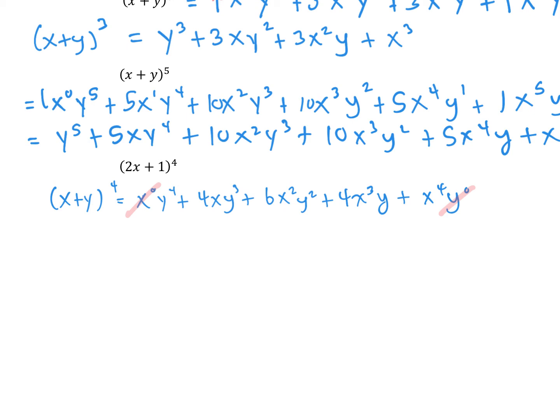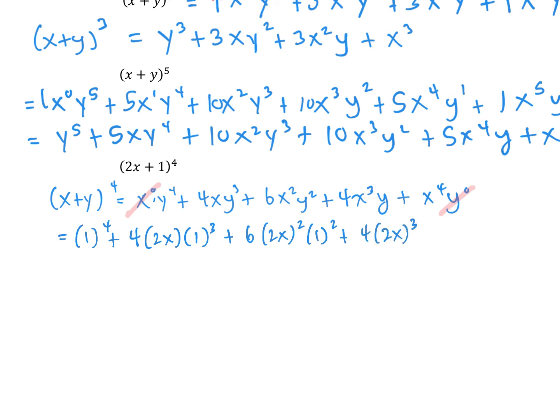So I want 2x plus 1 to the power 4. So x is going to be replaced by 2x. Well, in the first term there is no x. So y is going to be replaced by 1. In the next term we have a 4. X will be replaced by 2x. Y will be replaced by 1. In the next term we have a 6. X will be replaced by 2x. Don't forget that's squared. Y is replaced by 1. In the next term we have 4. X gets replaced by 2x. That is power 3. Y is replaced by 1, and then in the last term 2x is replaced by 4.